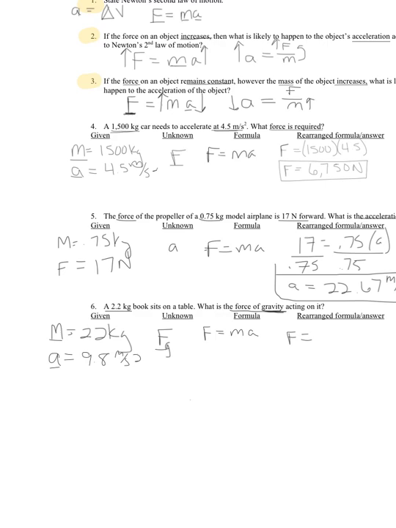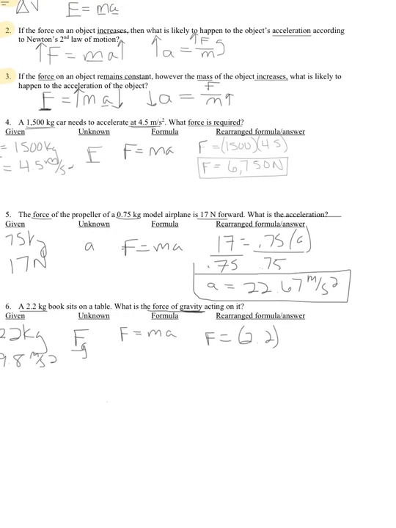I can write with my pen, 2.2. And my acceleration is 9.8 meters per second squared. I'm just going to multiply those two. I'm going to assume it's 22 or a little less than 22.